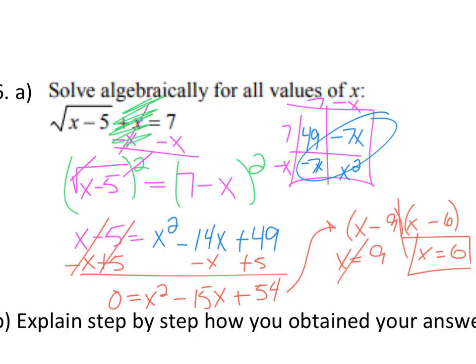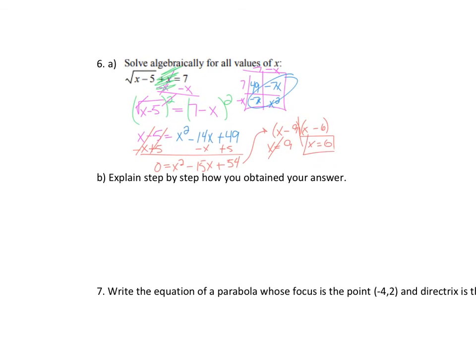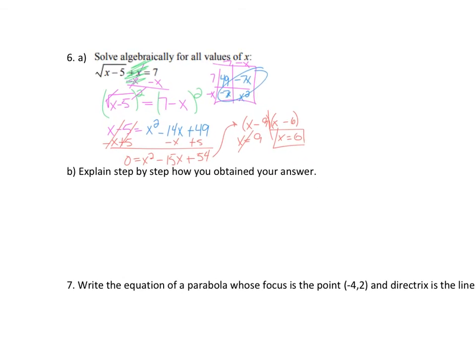Now it says explain step by step how you would obtain your answer. So on the test, you're going to use words. You're going to explain that first. So I'm not going to write this because my handwriting is terrible. But first I subtracted the x to isolate the radical. Then I squared both sides to reduce the radical and release the inside. Then I box methoded the binomial over here.